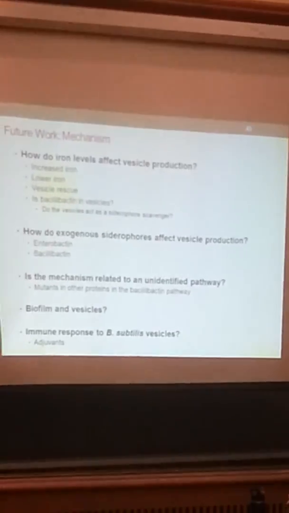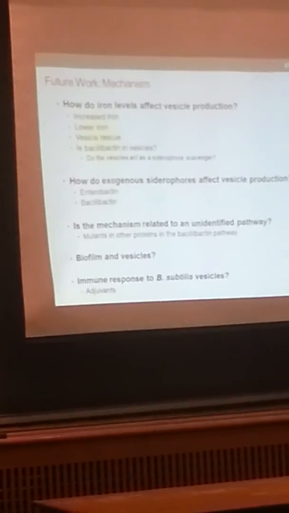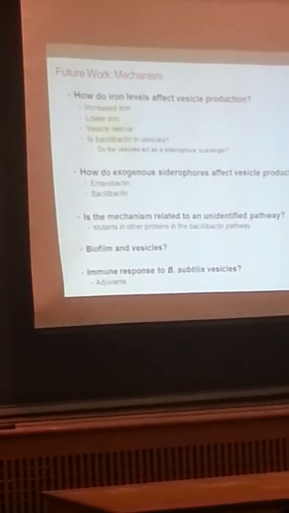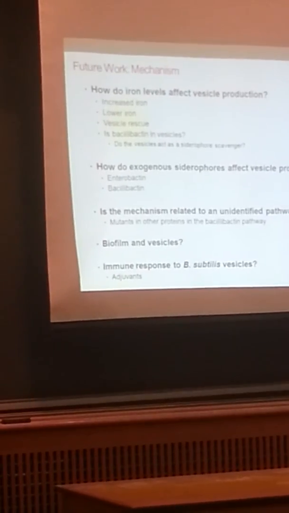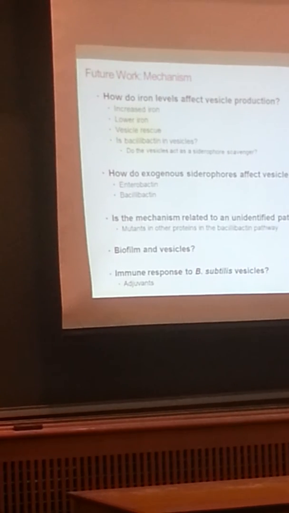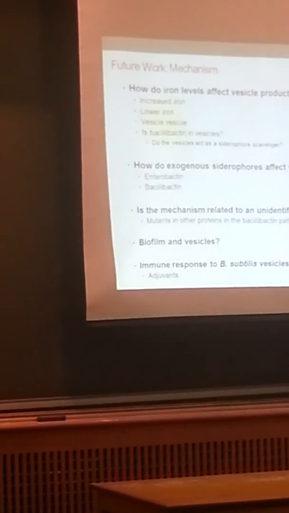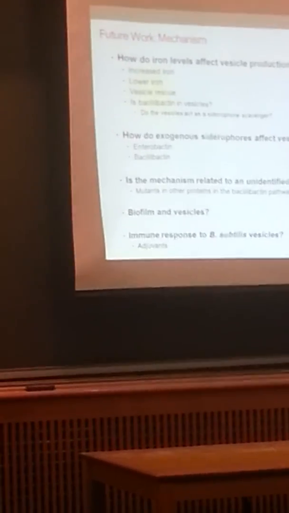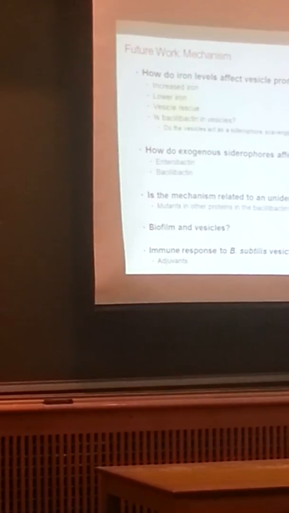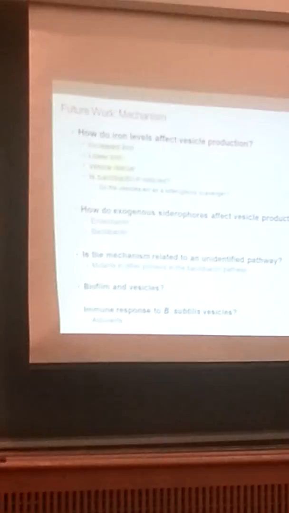And also, do exogenous siderophores. If I add siderophores to the strains that don't make siderophores, is it able to reduce the number of vesicles being made? Does it change the number of vesicles being made? And I can also utilize the enterobactin or any of the other siderophores that the bacterium is able to collect rather than just its own. Also, one thing that I can do to see if it was an unidentified pathway is kind of what I did with the surfactin: make a mutation elsewhere in the bacillibactin pathway than the SFP, and see if that affects the amount of vesicles made.